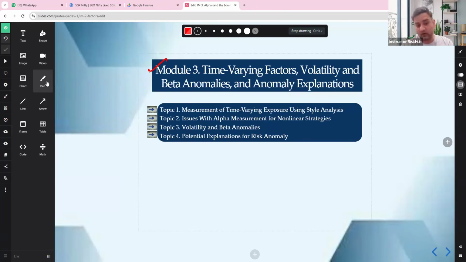And you have four topics: time varying exposures, which you need to understand; then alpha measurement for non-linear strategies; then volatility and beta anomalies; and why anomalies exist, the potential explanation. So what we are moving to now is a very advanced concept. We understood the static models like your CAPM, which assume a stable world. Now we are talking about reality, where we have dynamics, behavior, and a constrained environment that we try to understand. So let's go deeper.